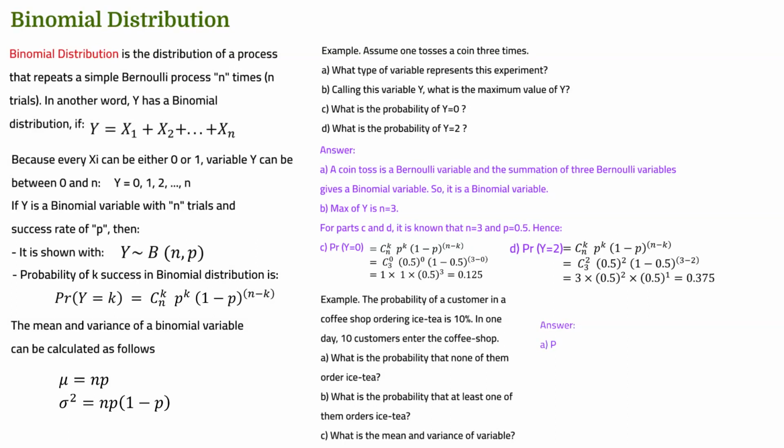Here is the answer. For part A, probability of y equal to 0, none of them, is 0.3487. B, probability of y greater than or equal to 1 is 0.6513. C, mu is n times p, which is 10 times 0.1, which is equal to 1. Variance is equal to np times 1 minus p, which is 10 times 0.1 times 1 minus 0.1, which is 0.9 at the end.